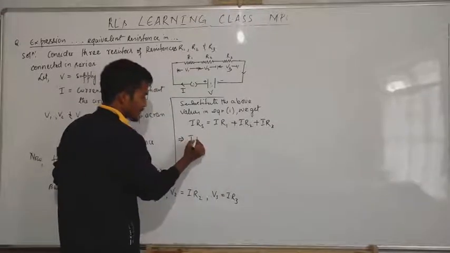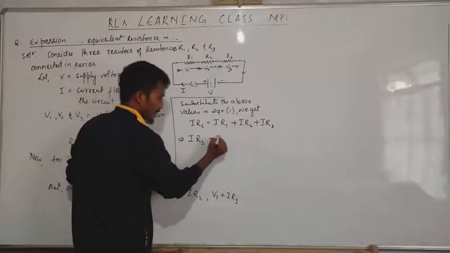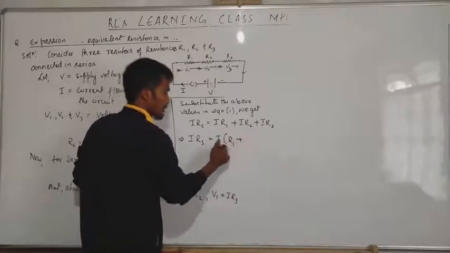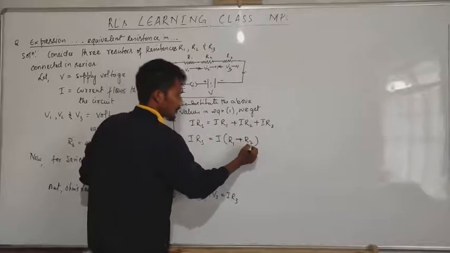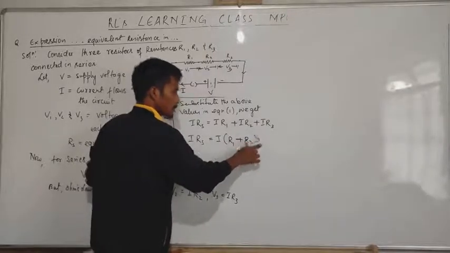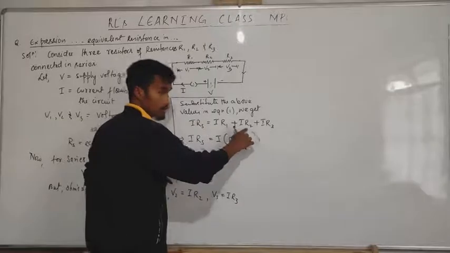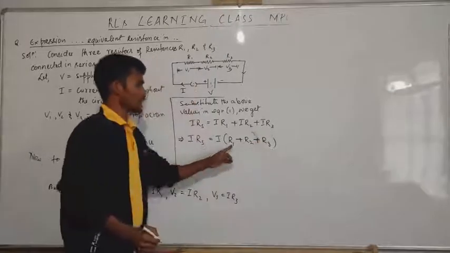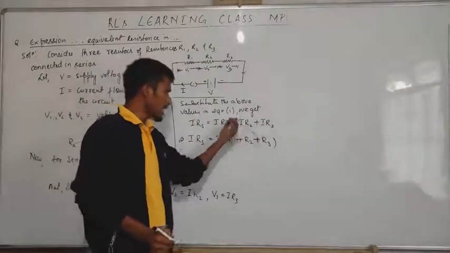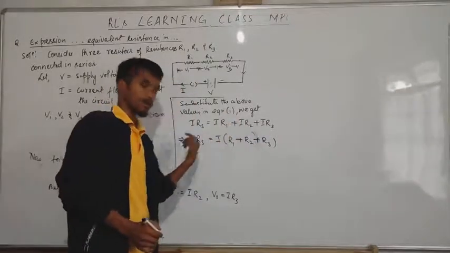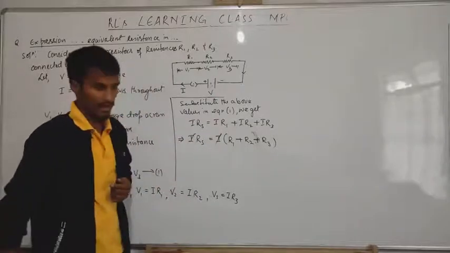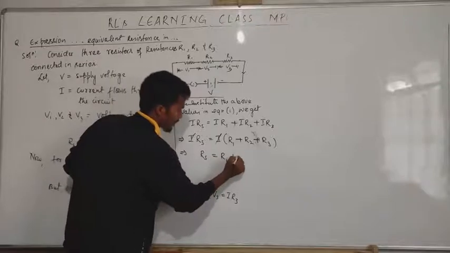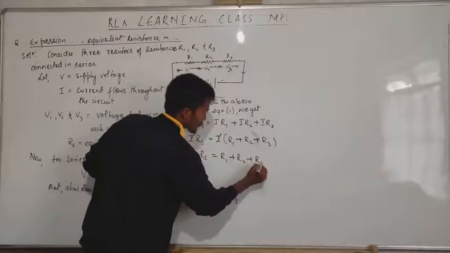Now look at this: I RS. Take I common: I into R1, plus I into R2, plus I into R3. I have taken I common outside. Then I and I get cancelled and we get RS is equal to R1 plus R2 plus R3.